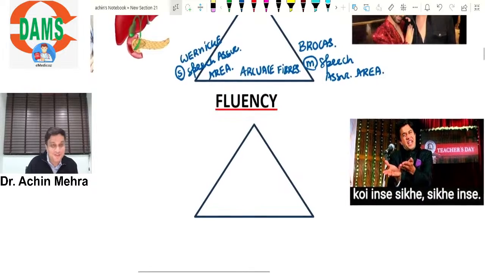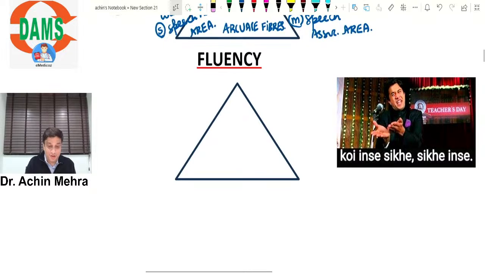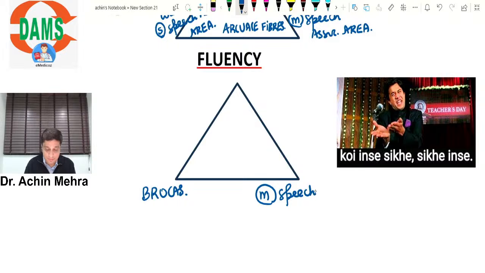Anyway, the last one is fluency. Not deviating from the topic. The last word is fluency. You make a word, you make a proper word every time. That means for fluency, you require a Broca's area. And you will always require a motor speech association area to make a right word.